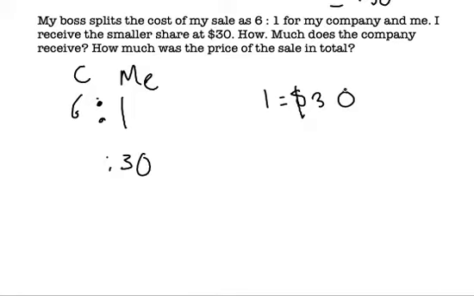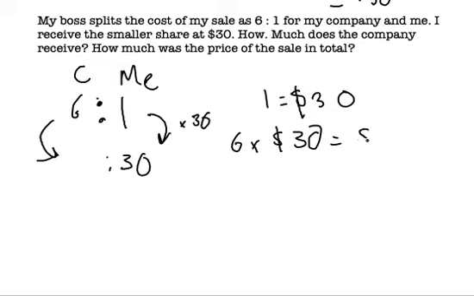Alright, so now I want to figure out how much the company receives. They receive 6 parts, okay? So how I figure that out is I'm going to do 6 times 30. And you can also look at it as, how do I get from 1 to 30? Well, I times by 30. And that means I would have to do the same on the other side. Okay, so 6 times 30, that would get me to $180. Company's making money. Alright, so they've got $180 here. Okay, so that's how much the company receives, $180.